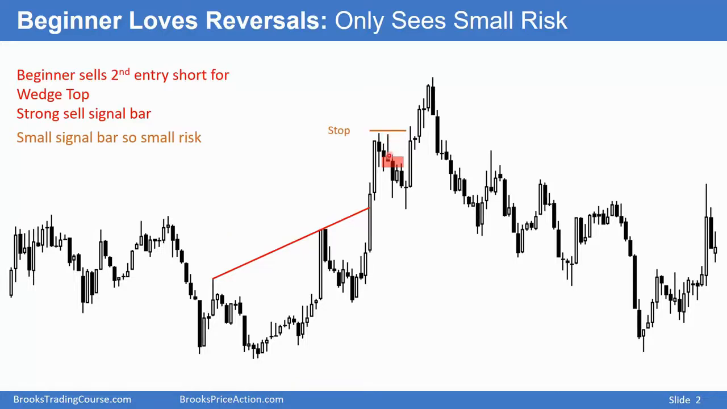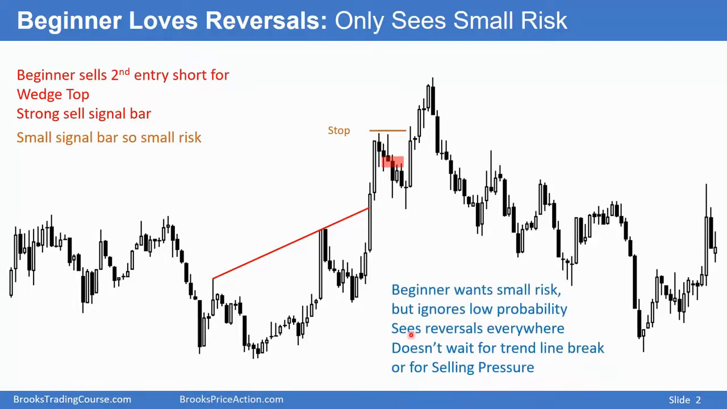The sell signal bar, it's not very big, so if a trader sells below its low, he gets filled right here, and his stop is right there, so the risk is small. However, whenever your risk is small, the probability of making money is usually small, which means the probability of losing money is high. The beginners, they see reversals everywhere. They're constantly seeing wedge tops and strong bull trends, ignoring the strength of the trend and the low probability of the reversal. The beginner is so eager to sell that he does not wait for a trend line break.